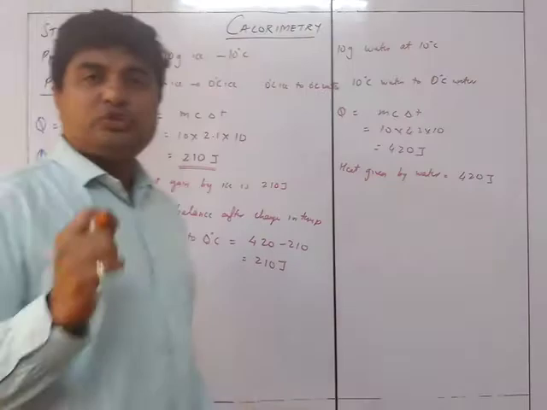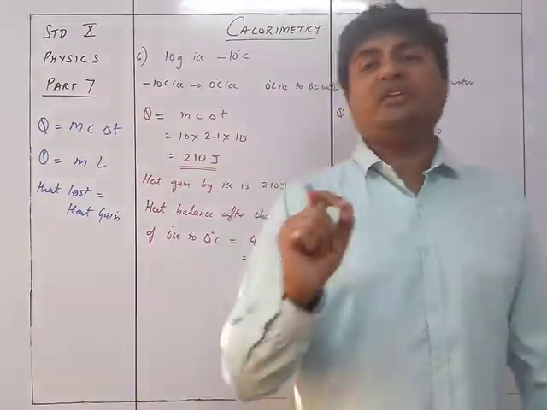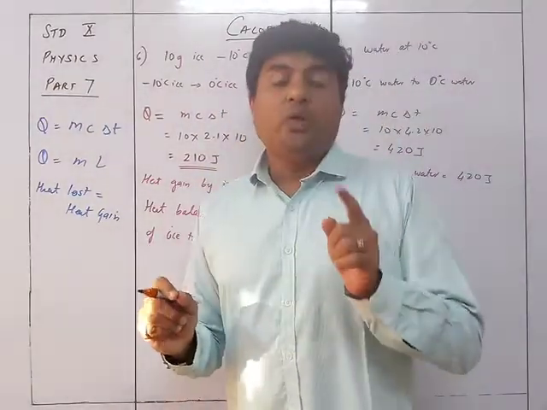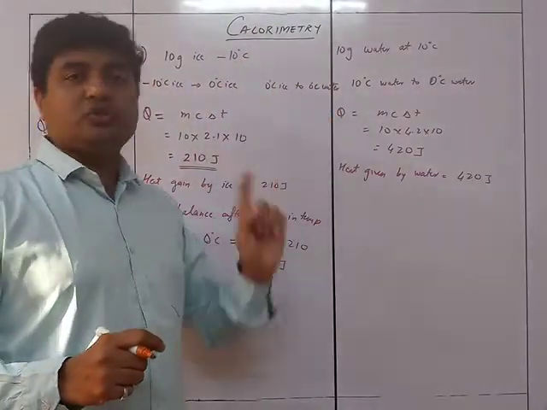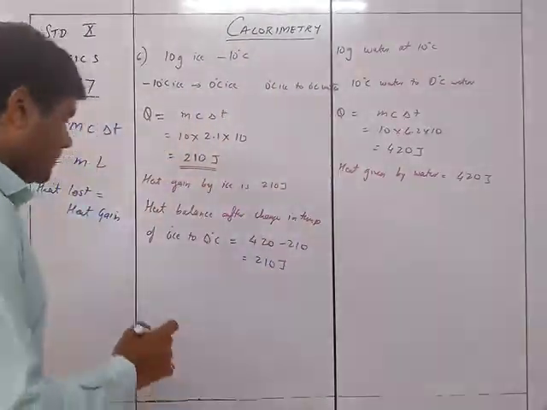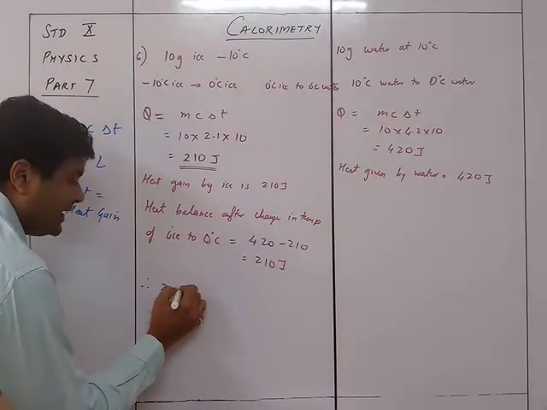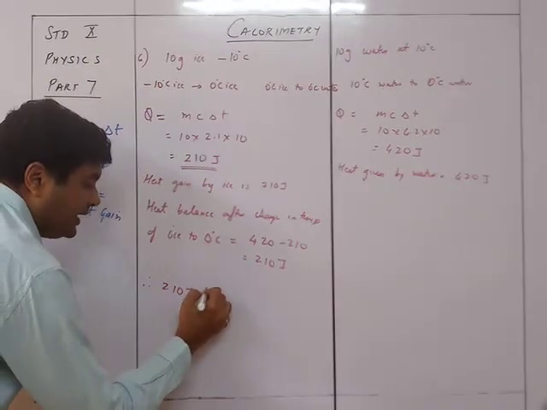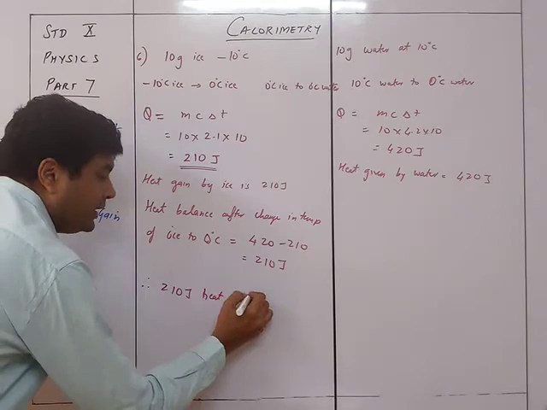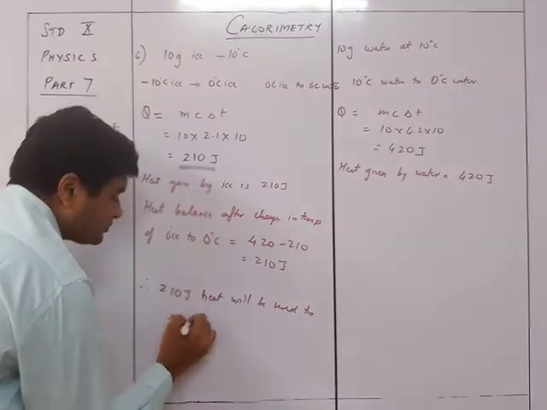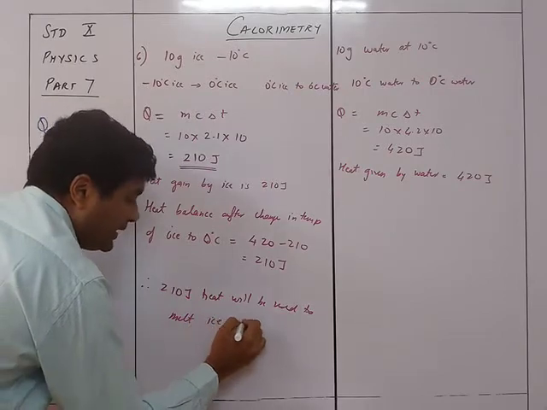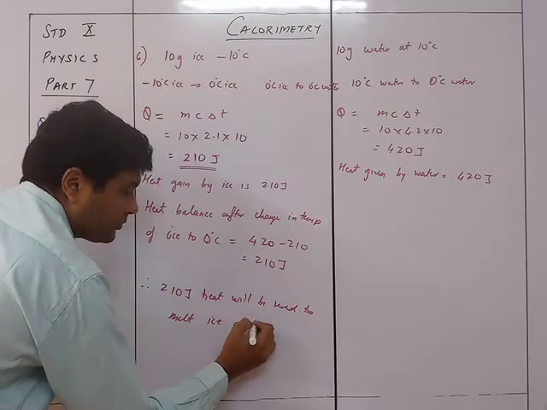So what will happen to this 210 joule? This 210 joule of heat will be utilized in melting the ice from 0 degree Celsius ice to 0 degree water. So we'll write over here, therefore 210 joule heat will be used to melt ice partly.